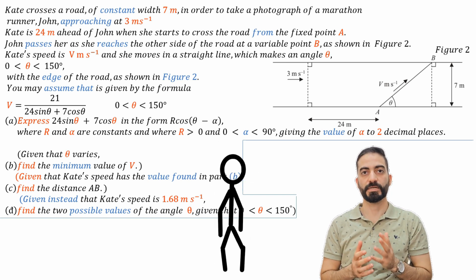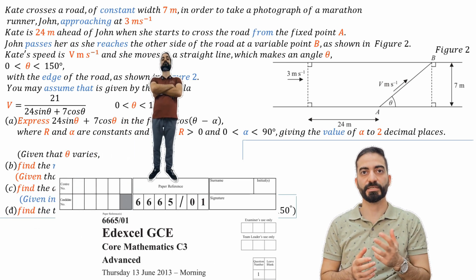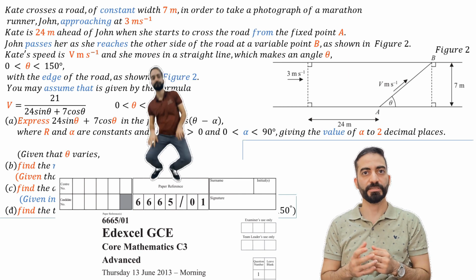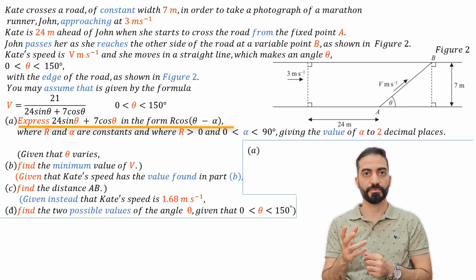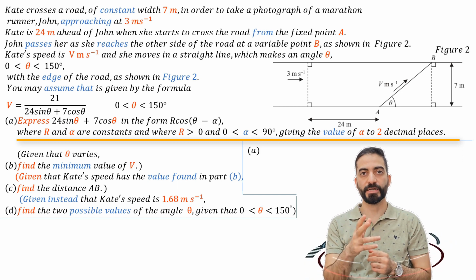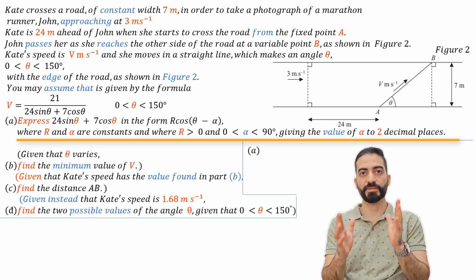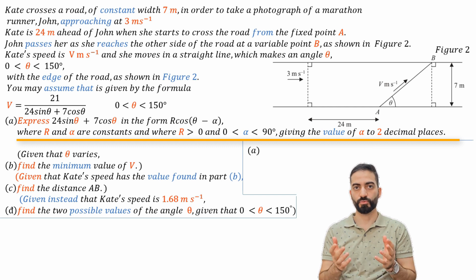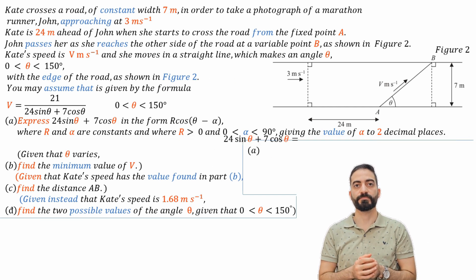Hello everyone, we will start by solving question 8 of the Edexcel GCE 2013 exam. Part A: express 24 sine theta plus 7 cosine theta in the form r cosine (theta minus alpha), where r and alpha are constants and where r is larger than 0 and alpha is between 0 and 90 degrees, giving the value of alpha to 2 decimal places.